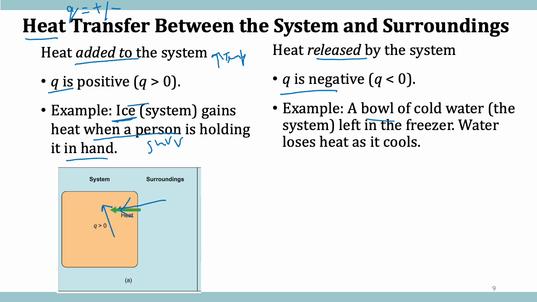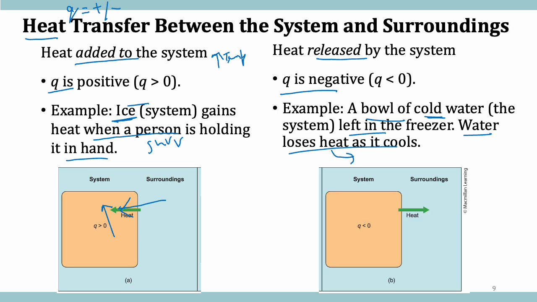Example, a bowl of cold water left in the freezer. Okay, if we take a cold bowl of water and we put it in the freezer, over time the water will lose the heat, right? Water loses heat, and that's when it cools down and it becomes ice. So if my cold water is my system, it is losing heat to the surroundings, which means it has to have a negative sign so that energy goes down. Would look something like this. Heat goes from the system to surroundings. This is when Q is negative.